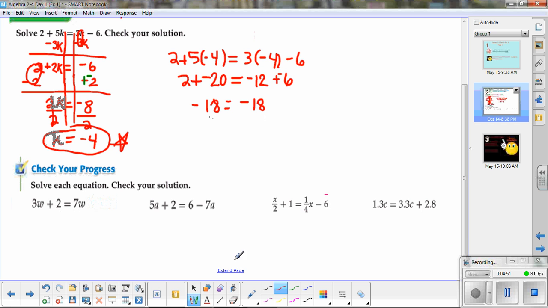Let's go ahead and try a couple more. In this next example, 3w plus 2 equals 7w. We have variables on both sides. Whenever that happens, we want to get rid of one of them. I could get rid of the 7w, but then I would end up having negative w's over here, and I would have nothing left on this side. So instead, I'm going to get rid of the 3w by subtracting 3w. So remember, we want to eliminate it completely.